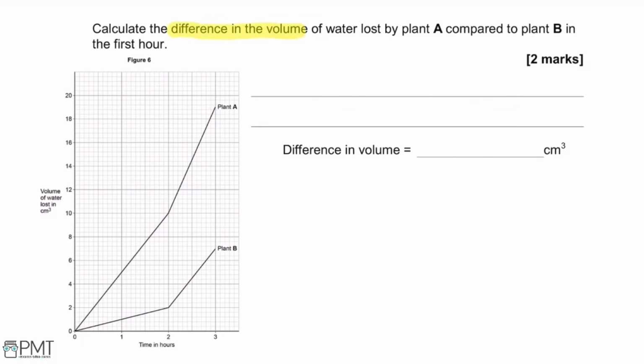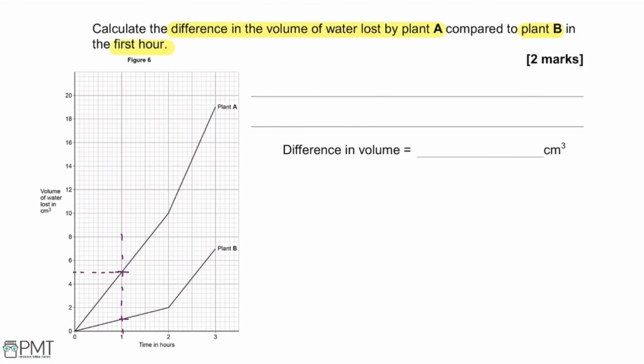Calculate the difference in the volume of water lost by plant A compared to plant B in the first hour. So to solve this, we have to find the difference in the y values when the x values are 1. We have a copy of the graph on the left, and the dotted line shows you where time equals 1 is. So we need to mark where that crosses with line A and then with line B.